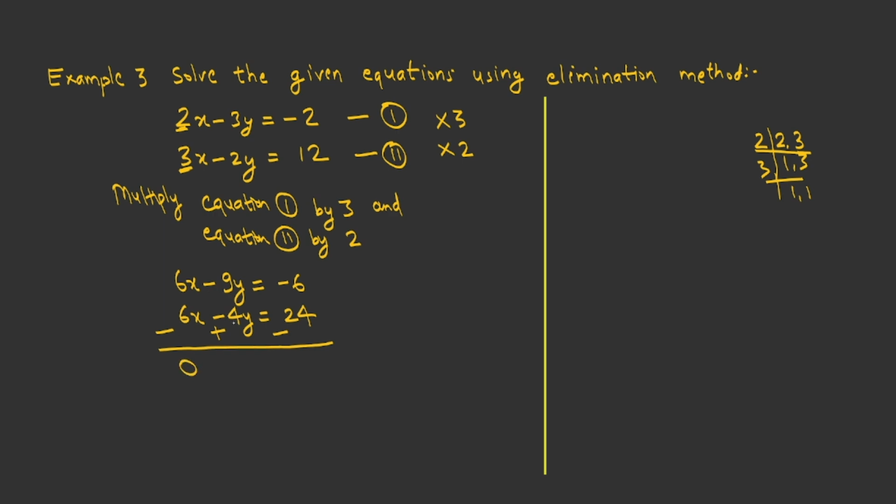Negative 9y, positive 4y, 9 minus 4 means it is minus 9 plus 4, that will give you minus 5y. Minus 6 and minus 24 both are negative, so we will add them, that will give you minus 30. So value of y will be minus 30 upon minus 5. Minus and minus get cancelled, and 5 6s are 30. So value of y is 6.